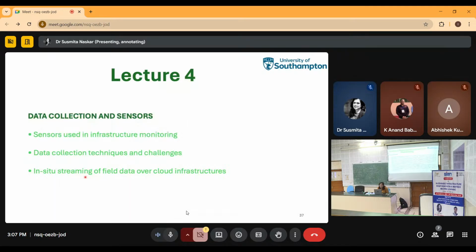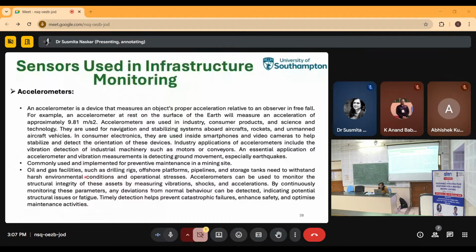And then with that, first we will start looking into the different kinds of sensors. There are definitely varieties of sensors, but we will look into the sensors which we generally use when we talk about monitoring the infrastructure. So here we will start with the most important sensor used to monitor the infrastructure, and those are accelerometers. The sensors play a key role in measuring vibration, shock and acceleration, which are very crucial indicators of structural health.